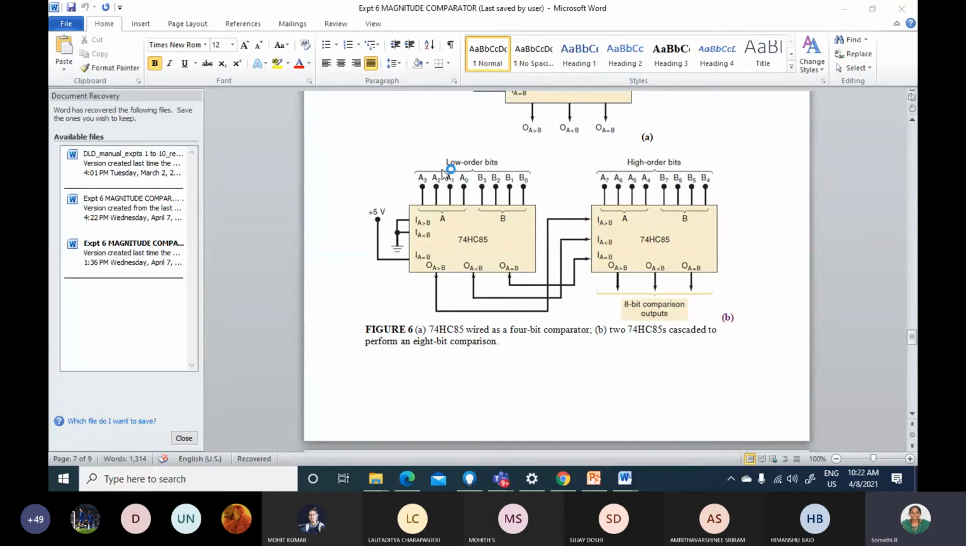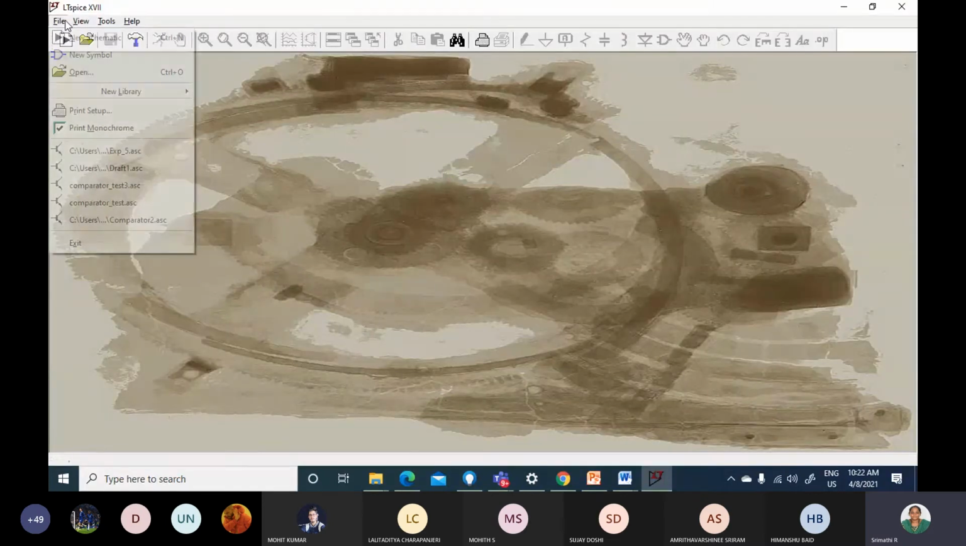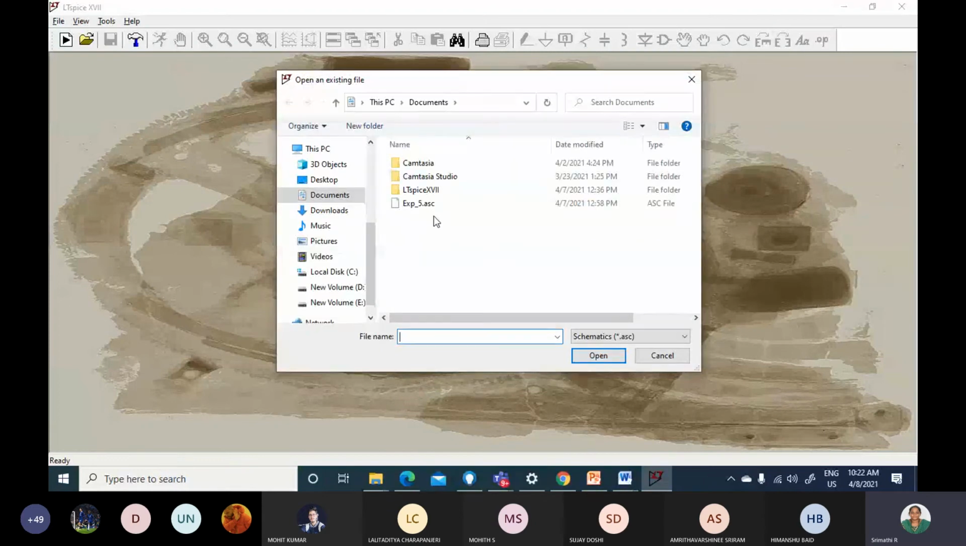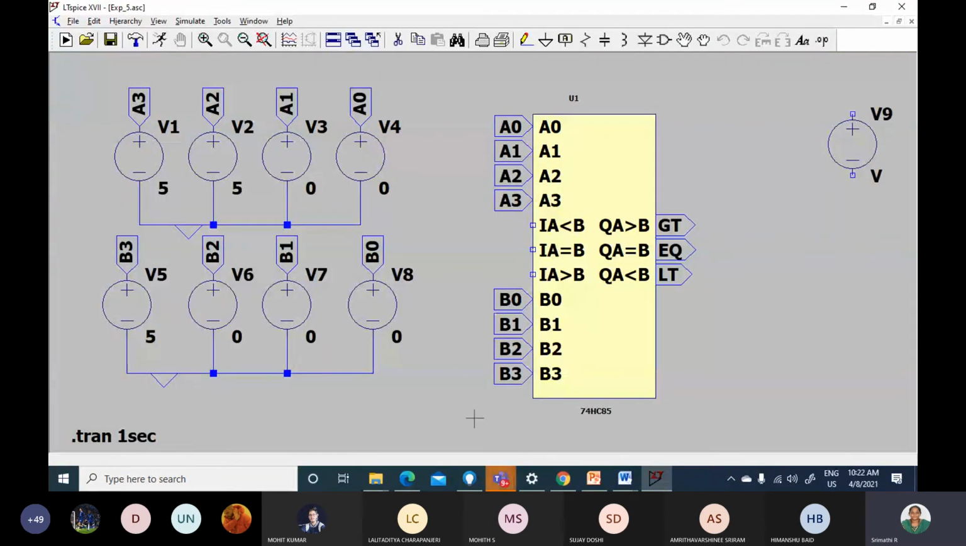So in LTspice, I just tried this using the 74HC85 magnitude comparator. I have used only 4 bit comparison. So I am giving the inputs A0, A1, A2, A3, and similarly B0, B1, B2, B3. So I'll be getting 3 outputs: greater, equal, and lesser. I'm not giving anything to the cascading inputs.